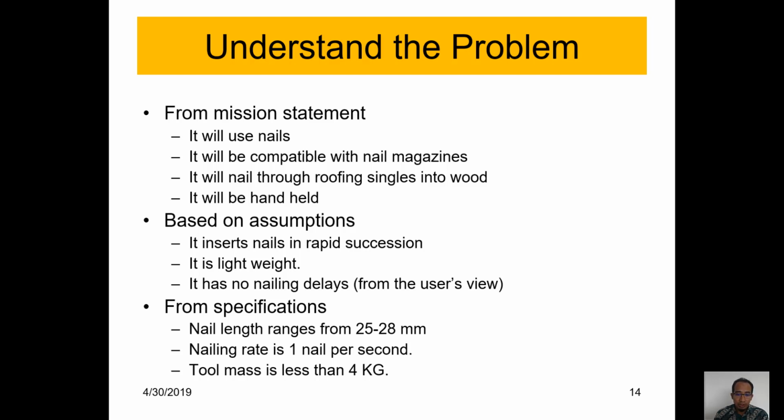The assumptions that we use here: it inserts nails in rapid succession, it is lightweight, and it has no nailing delays from the user's view. And the specifications that we would like to have for this power nailer are a nail length ranging from 25 to 28 millimeters, a nailing rate of 1 nail per second, and a tool mass of less than 4 kilograms.